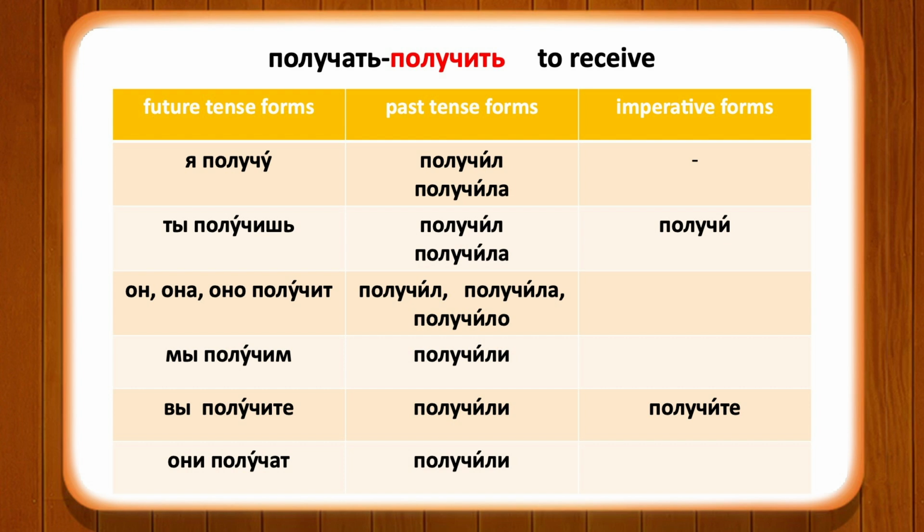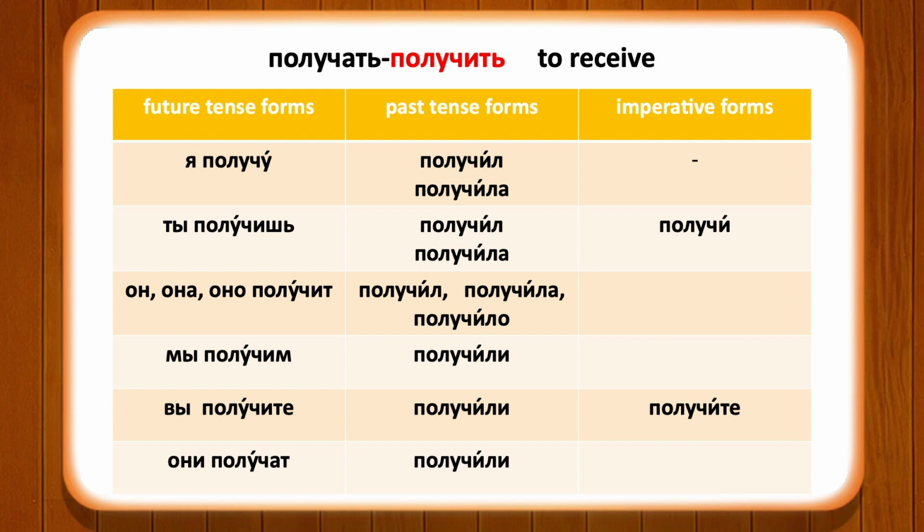Ya paluchu, ti paluchish, on paluchit, ana paluchit, мы получим, вы получите, они получат. I'll repeat. Я получу, ты получишь, он получит, мы получим, вы получите, они получат.